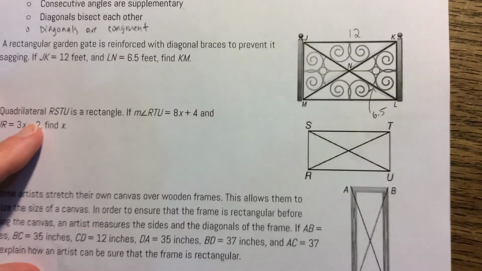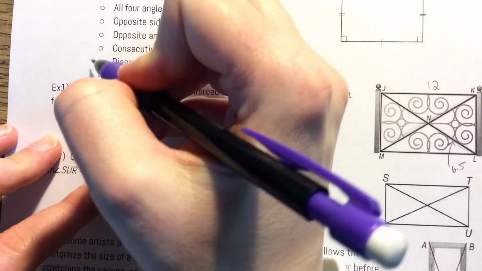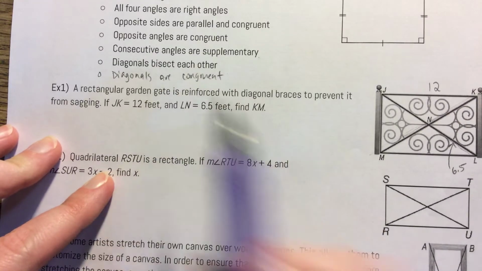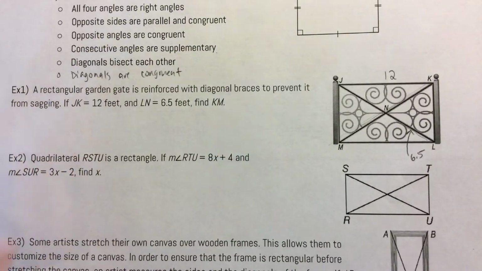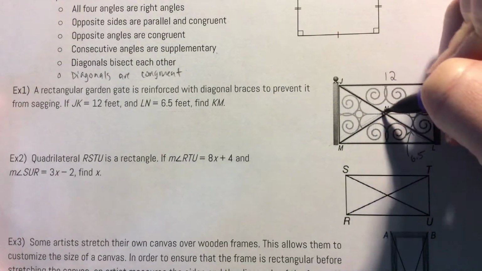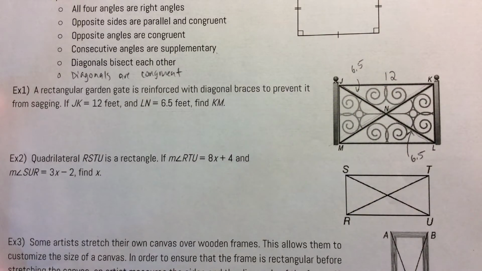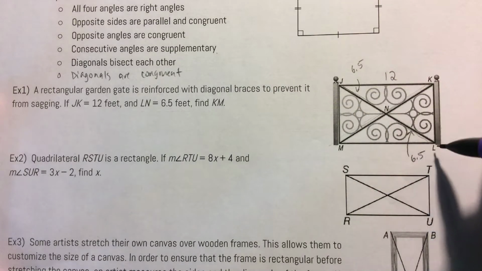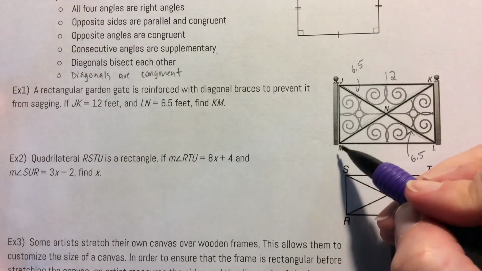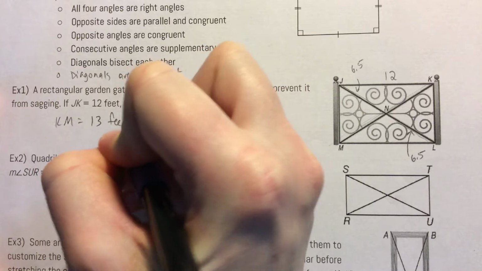So based on what we have, I know I'm going to use my properties with my diagonals here. I'm going to be using these two. So the diagonals bisect each other, which means it cuts them in half, and the diagonals are congruent. So if this is 6.5, then this half over here is also 6.5. So if I add that together, that gives me a whole length of 13 for JL. And since JL is congruent to KM, that means that KM is also 13 feet.